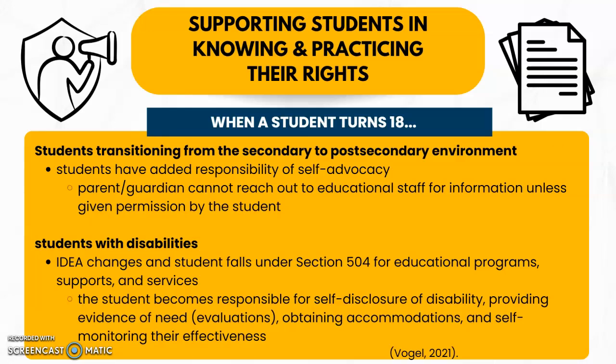One other thing to consider when we talk about FERPA and specific student populations within our building is how we support students in knowing and practicing their rights under FERPA as well. Because as a secondary school, when we have students that turn 18 and we're talking about those individualized plans of study and post-secondary goals, if we have a student who's transitioning from our school to a post-secondary environment, students have the added responsibility of knowing their responsibility and role in advocating for their educational needs. Parents or guardians at that point, when a student turns 18, are not going to be reaching out to educational staff for information unless they're given permission by the student.